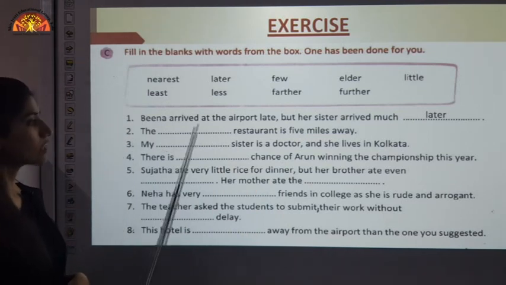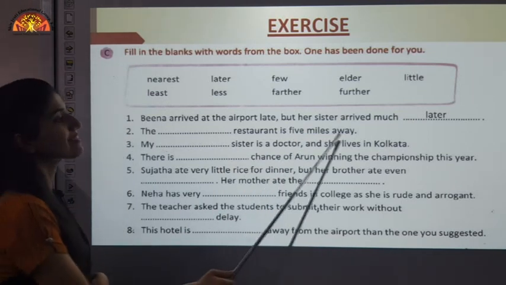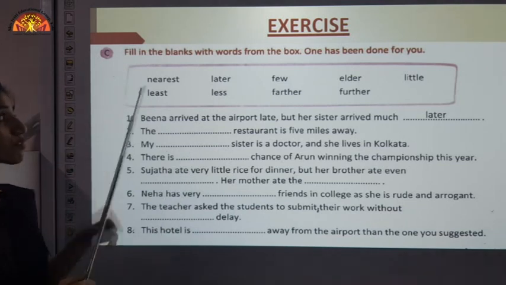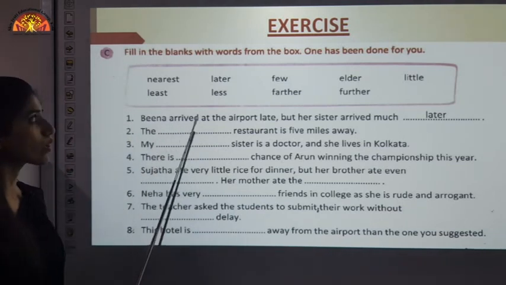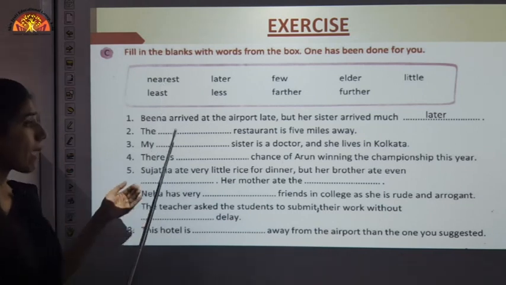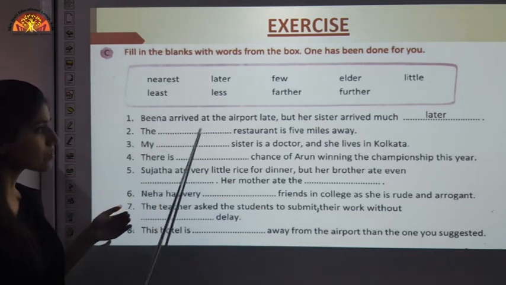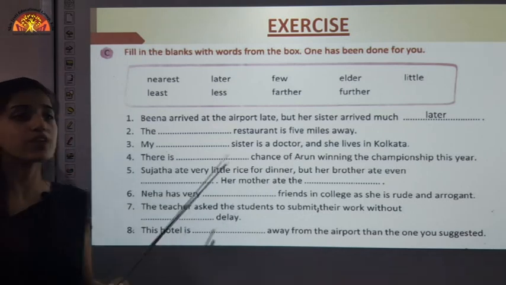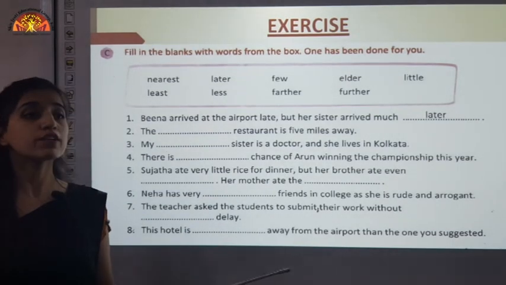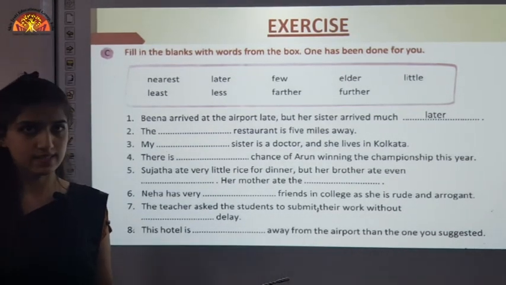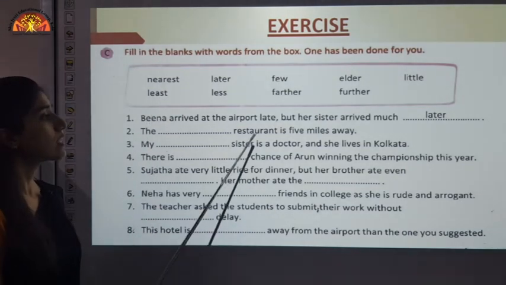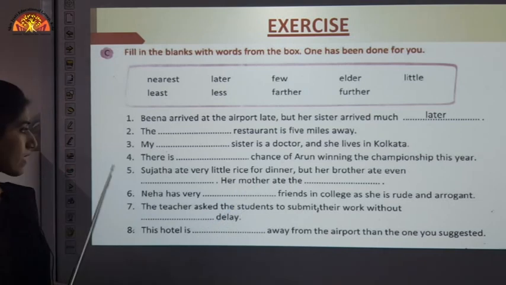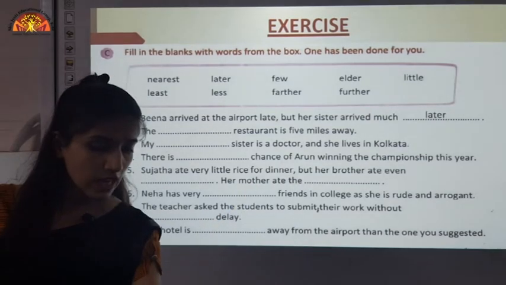Second one, the dash restaurant is 5 miles away. So now we have to find out the appropriate word over here that will fit. So nearest is the appropriate word. The nearest restaurant is 5 miles away, because we are talking about the restaurant and we are talking about the distance. So we will be using nearest. The nearest restaurant is 5 miles away. Now the rest will be done like this only.